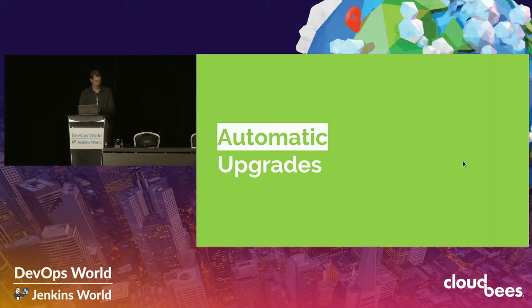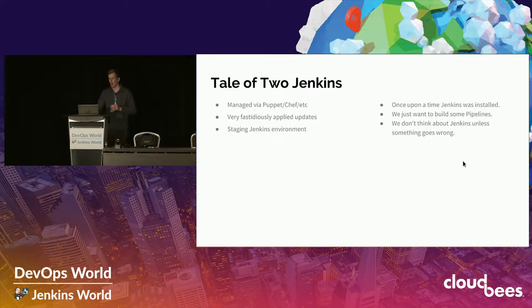And so I wanted to talk a little bit more about automatic upgrades because, to me, this is probably the most important part of what makes Evergreen powerful. And for a lot of people, it might be the scariest part. And so I want to tell you about two types of Jenkins instances that I've seen over the last decade in the project. The one on the left, that is your left, yeah.